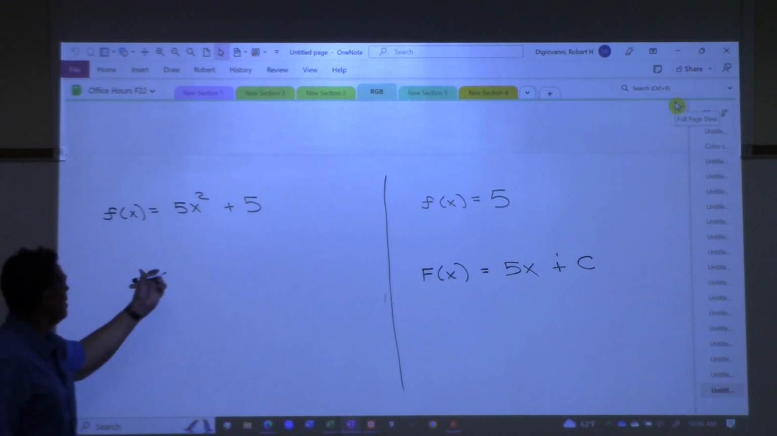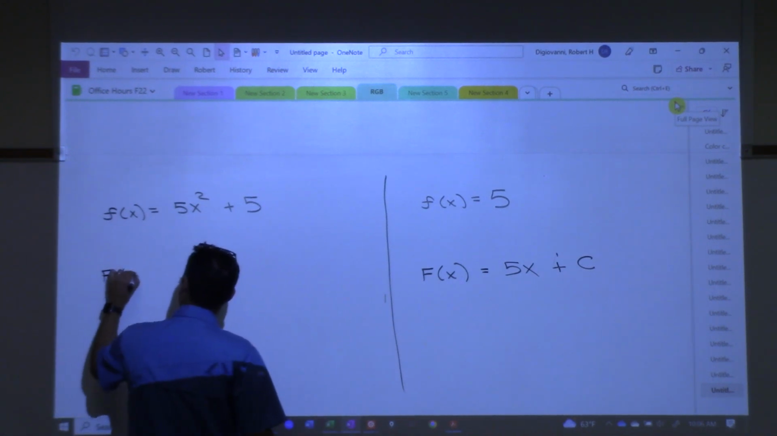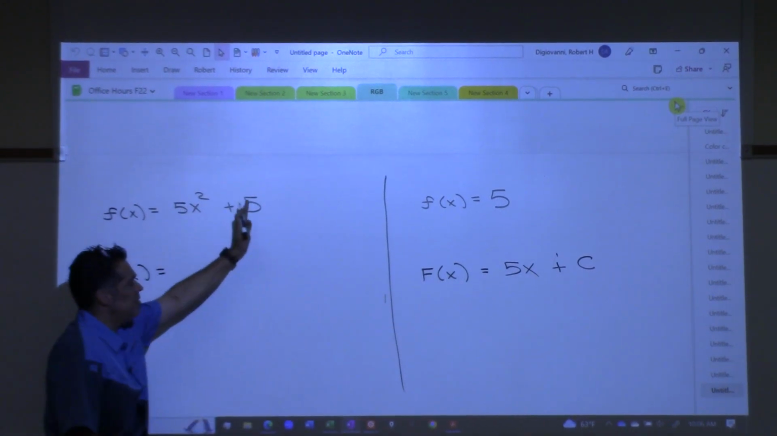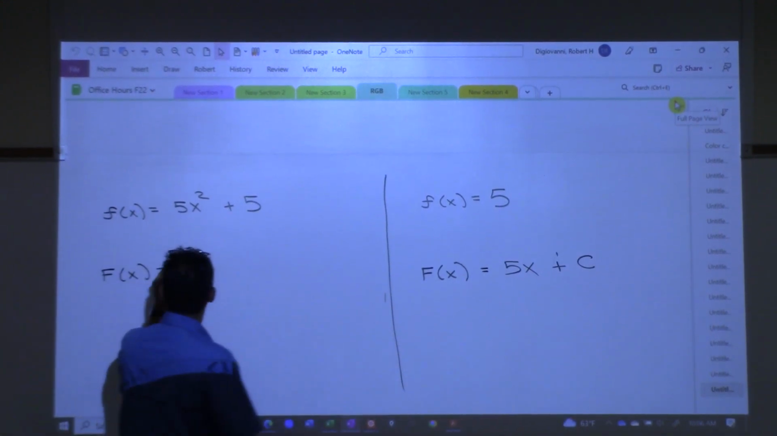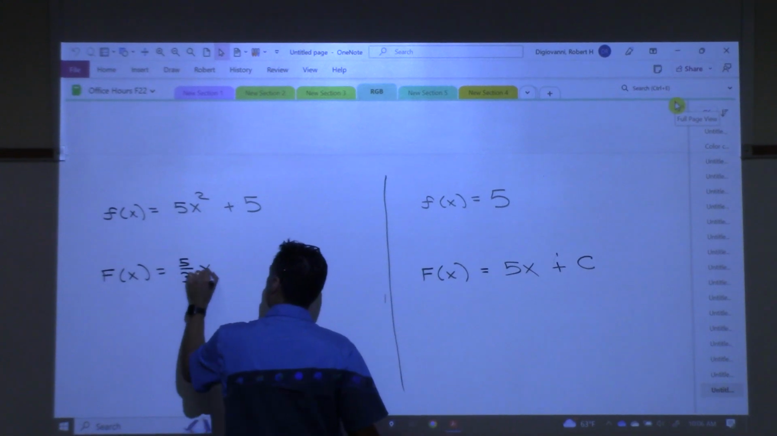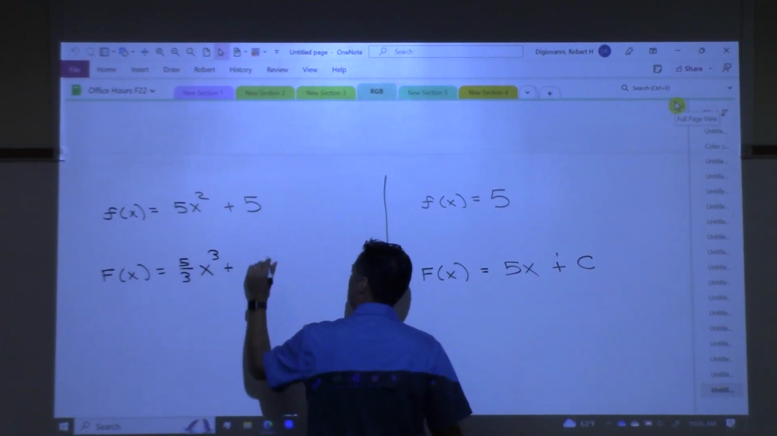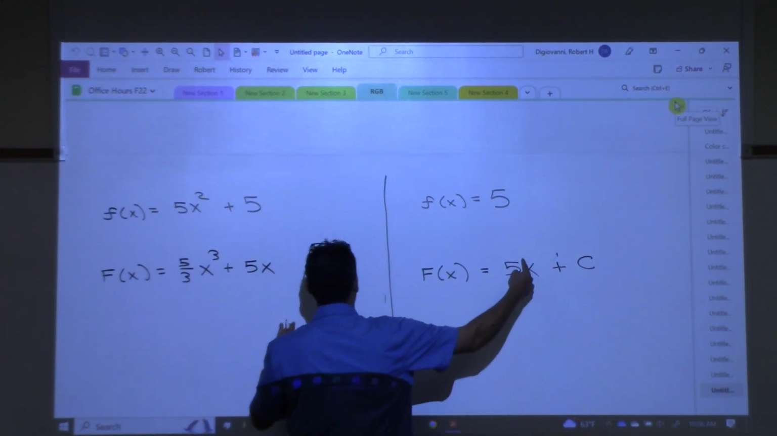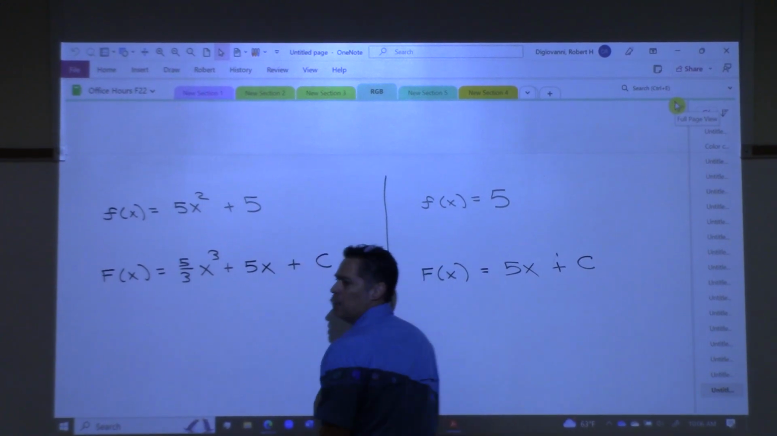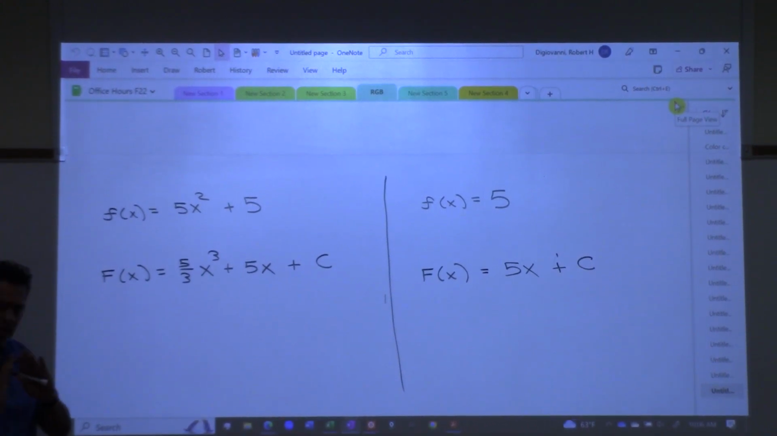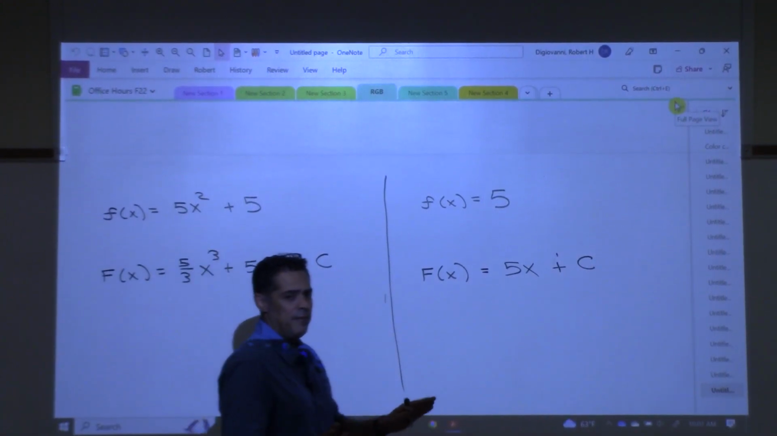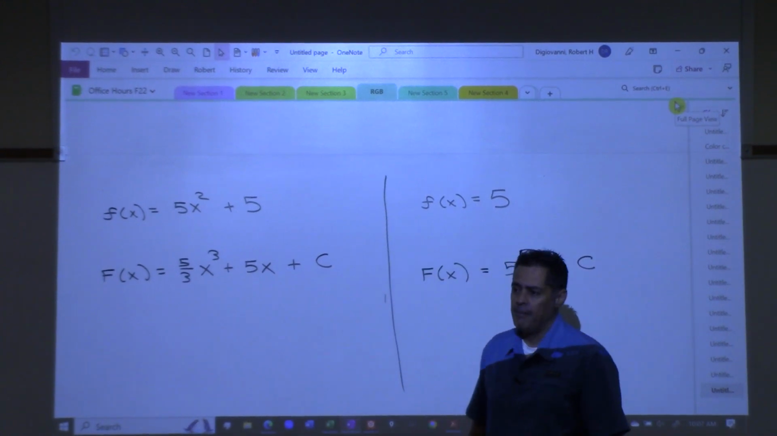So with an antiderivative, we are allowed to take the antiderivative of each one of these. So what's the antiderivative of this? We just did that, right? 5/3 x cubed plus, what's the antiderivative of 5? 5x, we just did that over here. And then we have to have a plus c. Always a plus c. Some Cal 2 professors will count the entire problem wrong if you don't put plus c. All right?